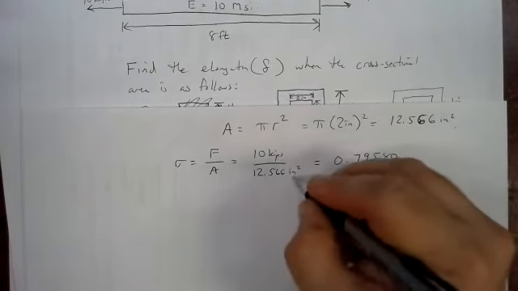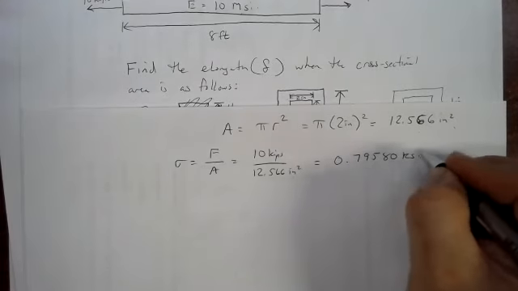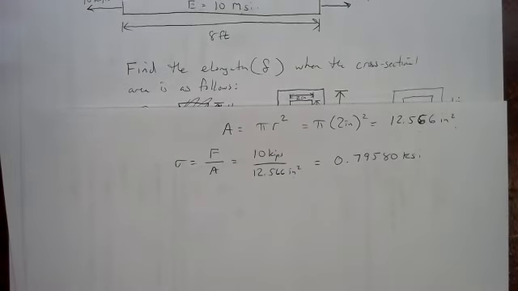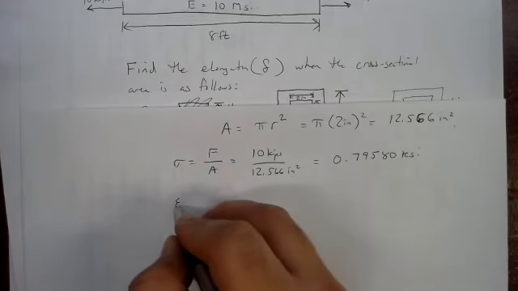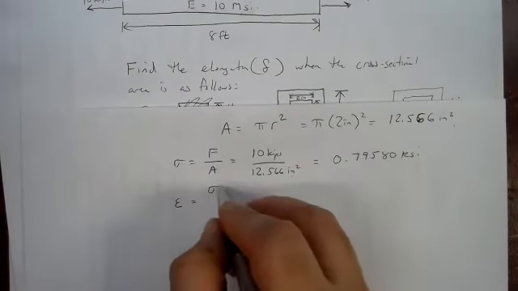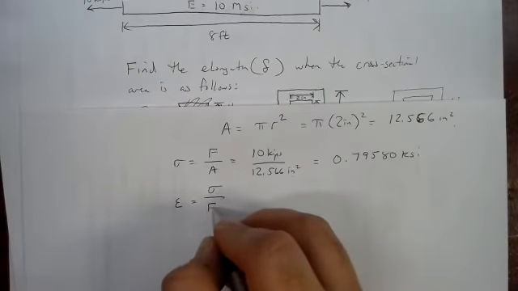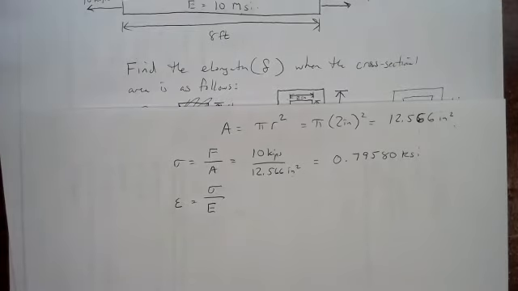And that's kips per square inch, it's KSI. So a little less stress than we had before. We had 0.83333 KSI in the first one. So a little less stress. To find the strain, we take the stress and we divide it by the modulus of elasticity.